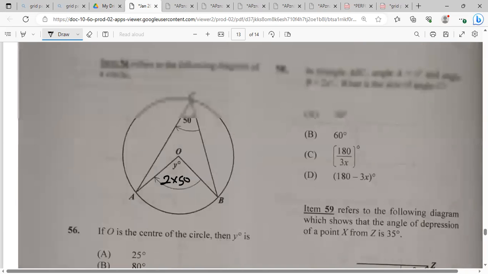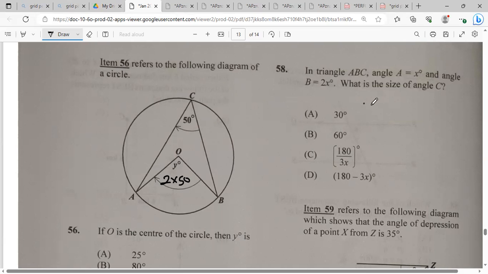58. In triangle ABC, angle A is equal to x and angle B is 2x. What is the size of angle C? Now all angles in a triangle add up to 180. So we subtract x plus 2x, that gives us 3x. So it's 180 minus 3x.